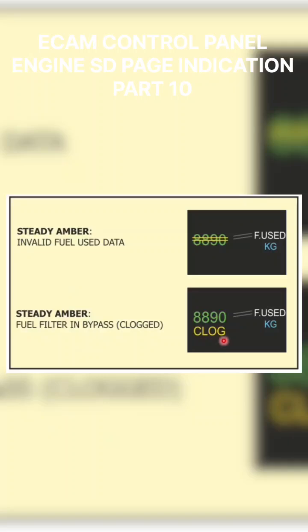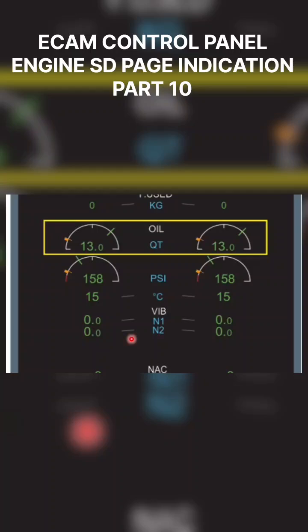Fuel filter bypass and clog condition: this clog indication will come just below the digital value of the fuel used quantity. This indication comes whenever the differential pressure sensor across the filter measures a bypass condition or filter clog condition. There is a provision for MEL, so just check the latest MEL. It can go under Cat A MEL, and there may be some part number required for the particular filter; whether the same part number is used or not decides if it is applicable. So just check the MEL. I will not discuss the MEL here.